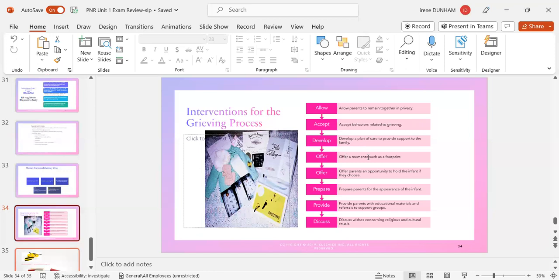You offer a memento. Remember we talked about that the other day. Footprints, a lock of hair, handprints. Ask the parents what they like in the memento box. A picture. Offer parents an opportunity to hold the infant. Usually, if it's an induction of labor for stillborn, during that time I'll ask the parents if they'd like to hold the baby or not, and then they let me know.